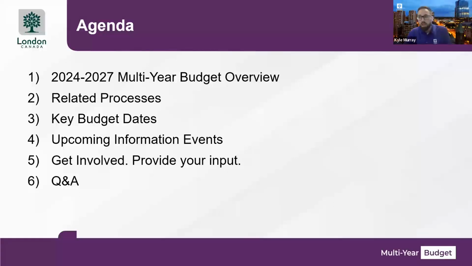So our agenda for today will cover a bit of an overview of our multi-year budget process and what it will look like. We'll talk about a few related processes as well that are very closely interlinked with the budget process. We'll walk through some key dates that we'll have in our budget process this year. We'll walk you through, as I mentioned, some of those information events that we'll be holding in January, how you can learn more about the specifics of the budget once it is released. And perhaps most importantly of all, we will talk about how you can get involved in the process, how you can provide your input into the multi-year budget deliberations. And as Martin said, there will, of course, be ample opportunity throughout for Q&A.